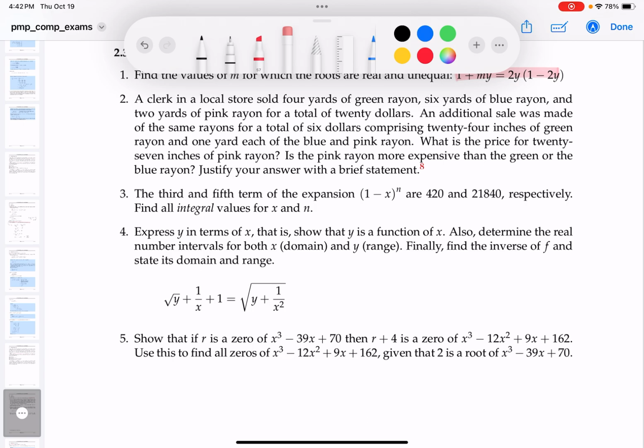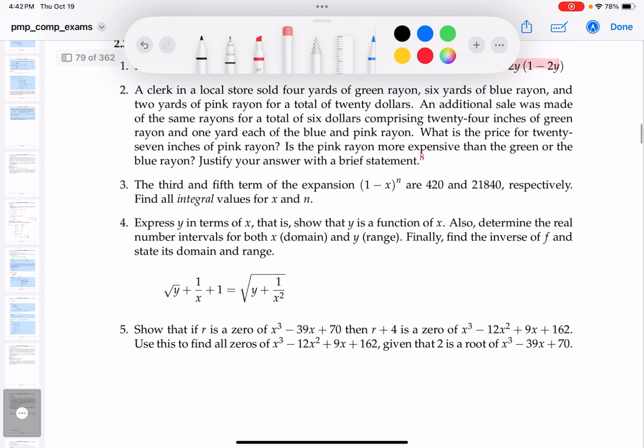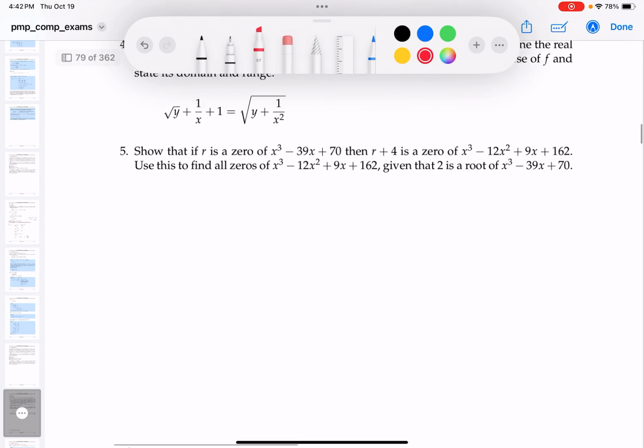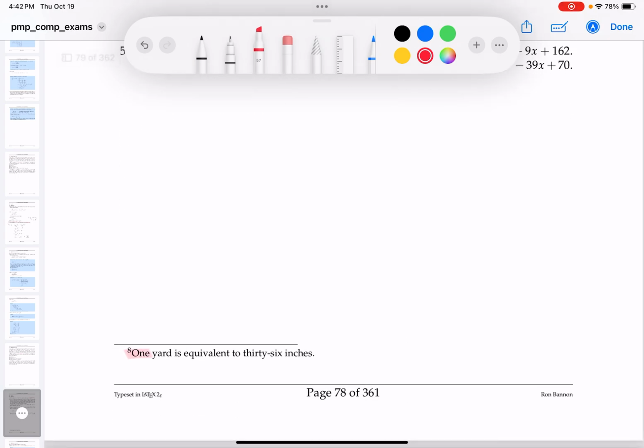Then they go on to another question. Is the pink rayon more expensive than the green or the blue rayon? Justify your answer with a brief statement. I do see a footnote there, footnote 8. Let me just look at what it says. It says 1 yard is equivalent to 36 inches. That's nice to know. All right, let's go to the whiteboard.